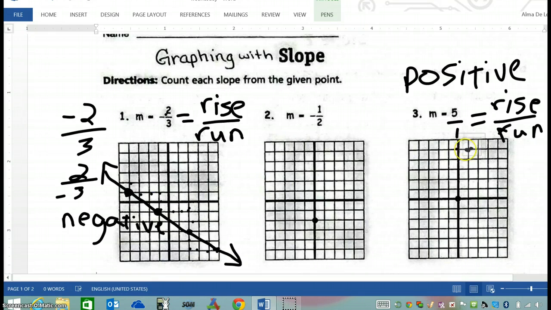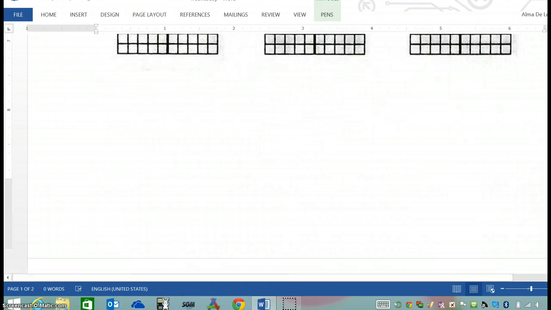There's the first point I made, and then 1, 2, 3, 4, 5, another 1. So when I connect these points, my line looks like that. And you see that my line is going up, so I know that my slope is positive, and so that makes sense.